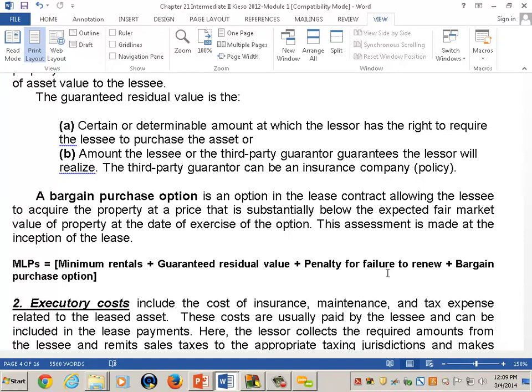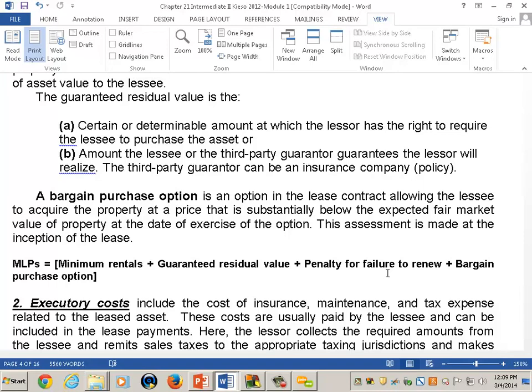But for now, when you look at minimum lease payments, the minimum rentals have to exclude executory costs. So maintenance, insurance, and taxes have to be excluded. You also have to have the guaranteed residual. As I said, we're not going to worry about the penalty for failure to renew. And the bargain purchase option will also be part of our guaranteed residual, of our minimum lease payments. Okay, so the executory costs will not be part of our minimum lease payments.